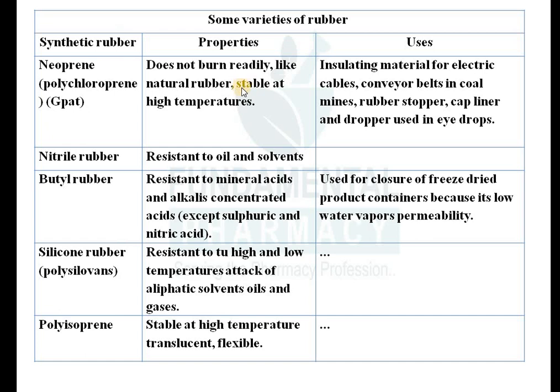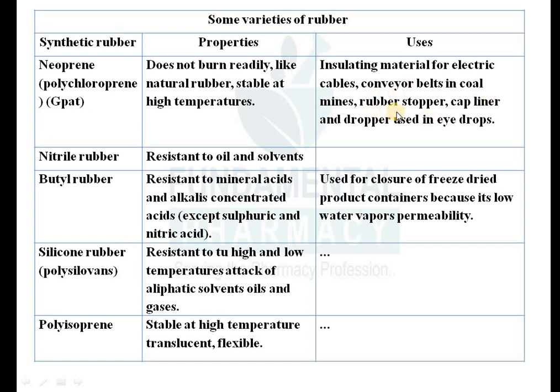जो है वो जल जाता है, बर्न करता है. तो neoprene rubber बर्न नहीं करता. So like natural rubber, it will not burn. Okay. So it is stable at high temperature. That means neoprene rubber is stable at high temperature. Therefore this neoprene rubber is used as an insulating material for electrical cables. जो भी इलेक्ट्रिकल केबल्स होते हैं, वायर्स होते हैं, उसमें जो रबर होता है, that is nothing but the neoprene rubber. So this rubber is also used for conveyor belts in the coal mines.